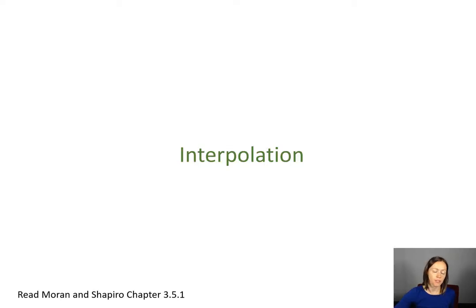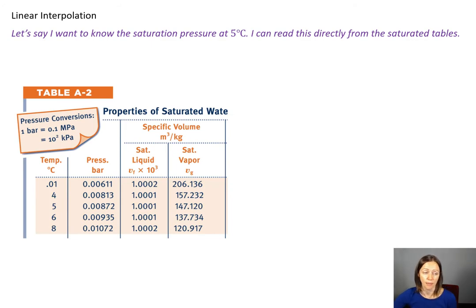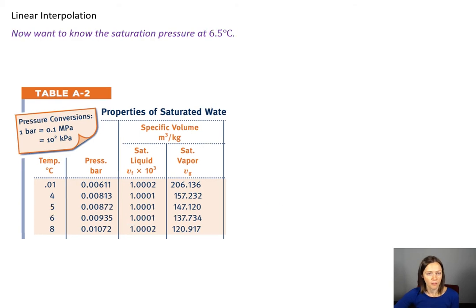In this segment, we're going to talk about interpolation. So, let's say I want to know the saturation pressure at 5 degrees Celsius. Well, I can read that directly off of the tables. I can go to my saturated tables that are organized by temperature and read off the saturation pressure at 5 degrees Celsius. And it looks like it's 0.00872 bar or 0.872 kilopascals, no problem.